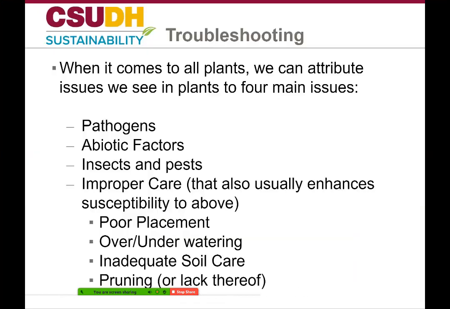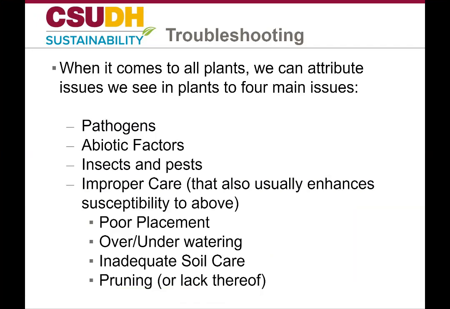Let's get started. So the purpose of this lesson is to help you with troubleshooting. Now that you know all these great concepts of how to farm successfully, we can still run into some problems with the plant. So we want to help you identify those and be able to diagnose what's going on.